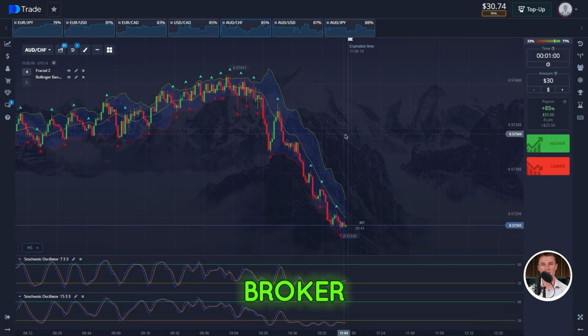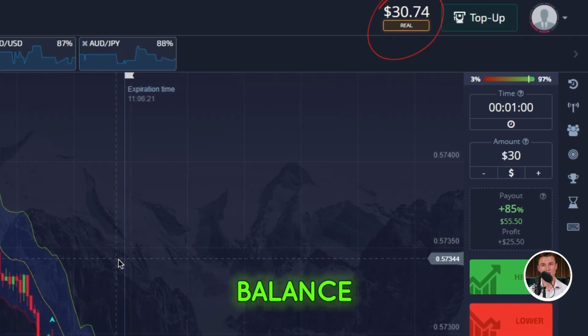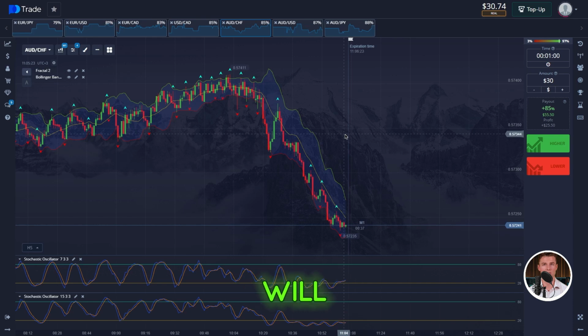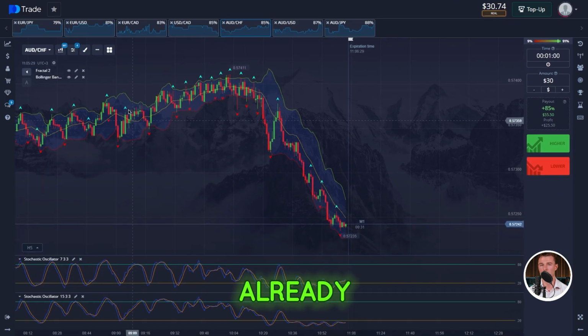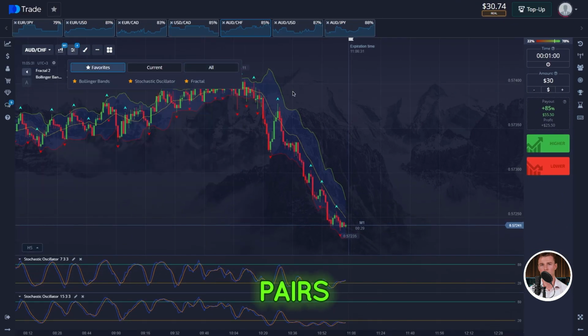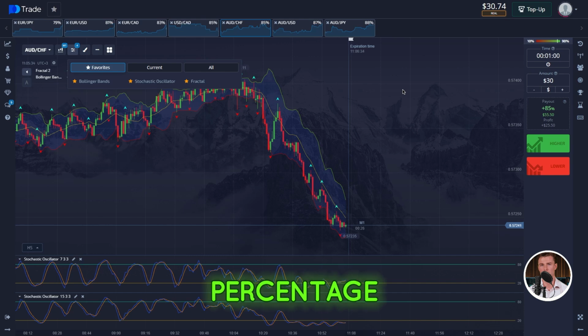Say we're on a broker, we have $30 on our balance, and it is with this amount that we will disperse our deposit today. We will open transactions on a 1-minute time frame, and I have already selected all currency pairs with the most optimal percentage for payments and chart movements.